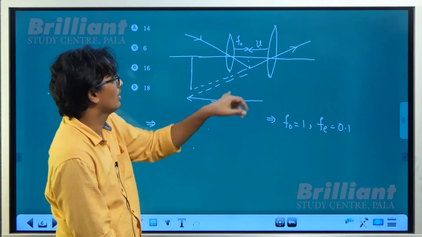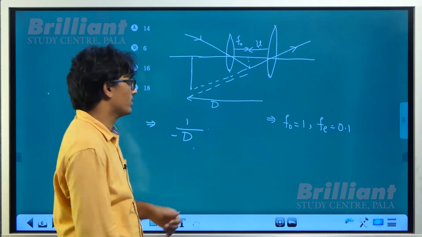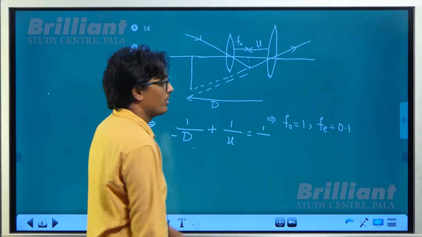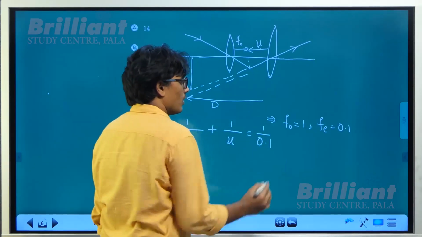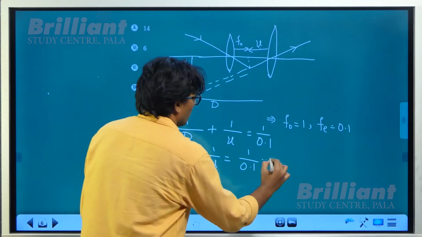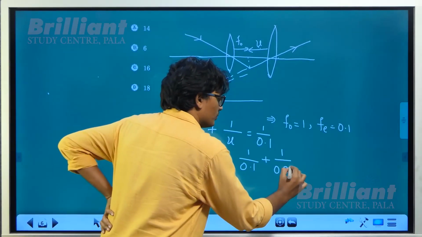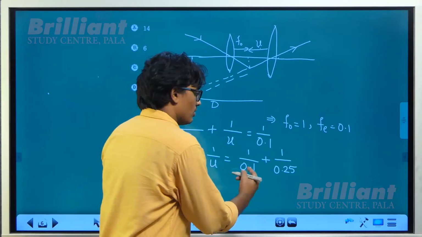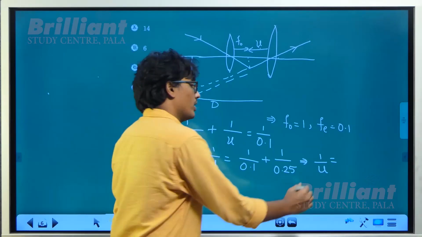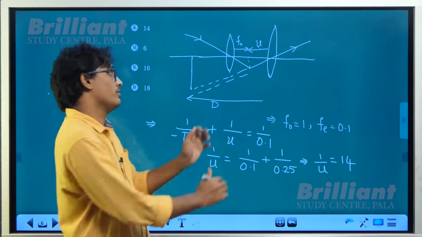So let's use the formula. We know the image is at D, 1 by minus D. It's a virtual image. Minus 1 by U, minus of minus is equal to 1 by FE. FE is 0.1. So from here you will get 1 by U is equal to 1 by 0.1 plus 1 by D, D is 25 centimeters or 0.25. So this comes around, so we have 1 by u is equal to 14. This is the image formed at capital D.